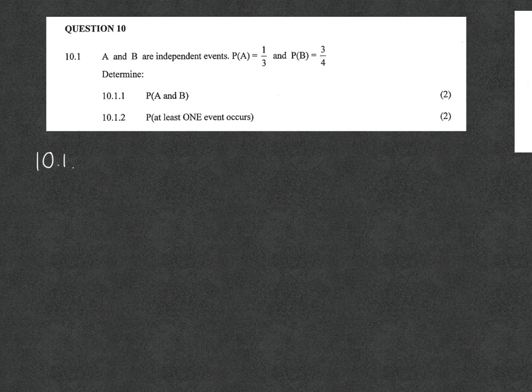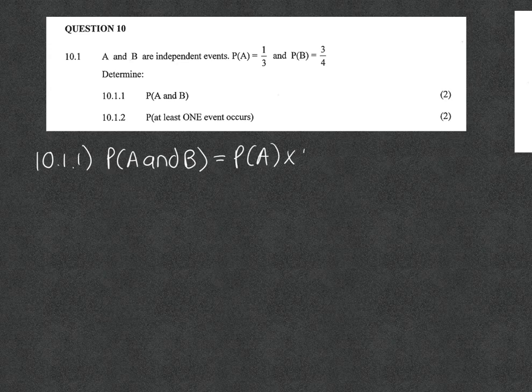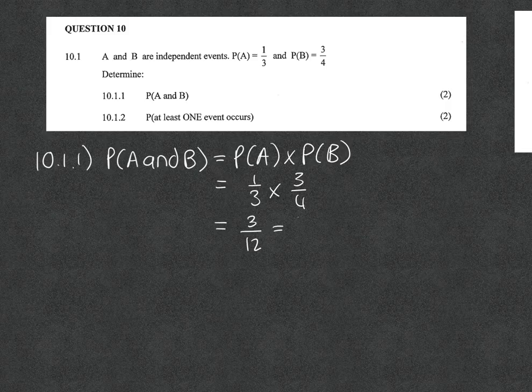So, probability of A and B for independent events is equal to the probability of A times the probability of B. Yes, you do get this on the formula sheet, but you know my rule. If you need a formula sheet, you haven't practiced enough. So, very simple. We're just going to go a third times 3/4, which is going to give me 3/12, which is going to give me a quarter.